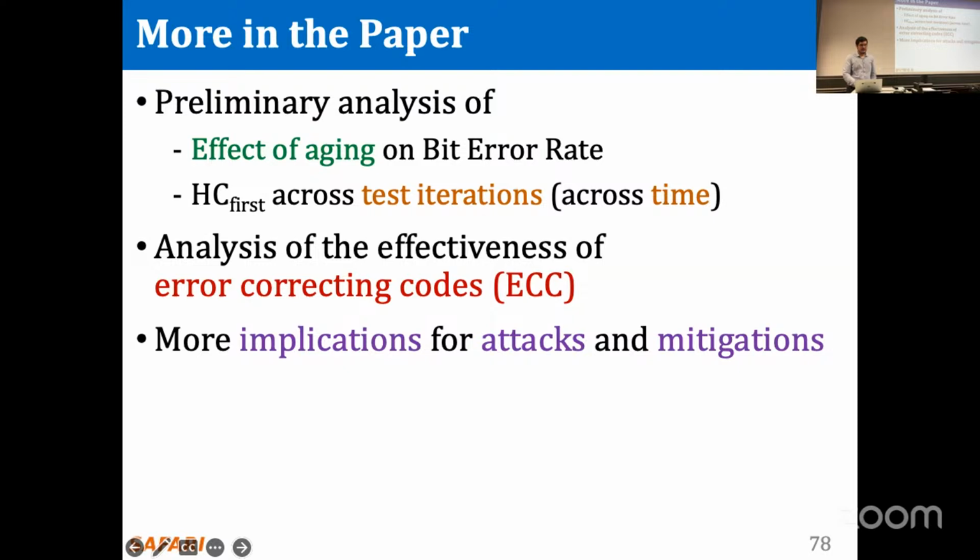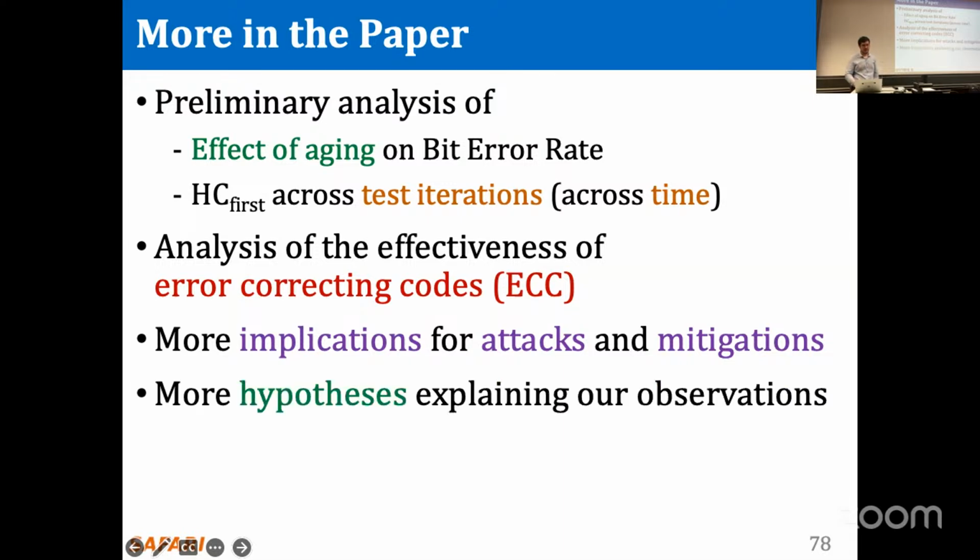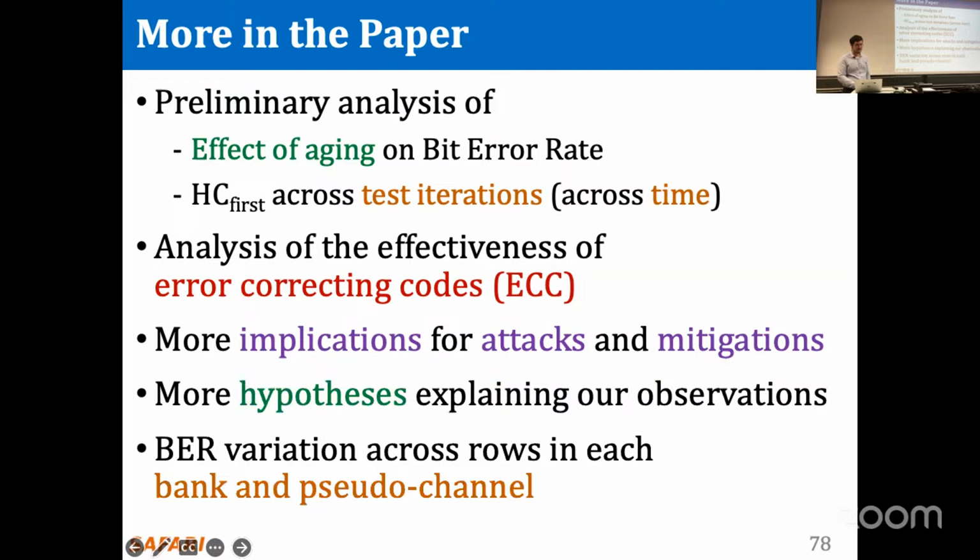We analyze the effectiveness of error correcting codes. They don't work well if you don't supplement them with RowHammer protection techniques, because you can get more than n bit flips in a code word, where n is the limit of the ECC. And we discuss more implications for attacks and mitigations and more hypotheses to explain our observations in the paper. We'll also look at bit error rate variation across rows in each channel, bank and pseudo channel, but I didn't show you that. But you can look at the paper for that.